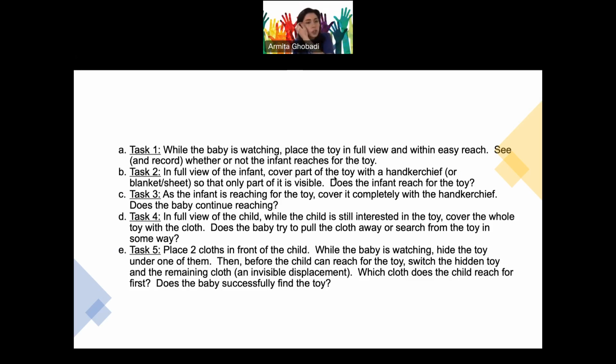At the end of the project, in task number 5, every task is more advanced than the previous one. In task number 5, you're going to have 2 toys, for example, and cover one of them with a blanket or something. Then you're going to switch the place of the hidden one with the other one, and see whether the baby can understand which toy was hidden and which one was not. So read them carefully and make sure you record every session, because if you have the recording, you can go back and check everything.